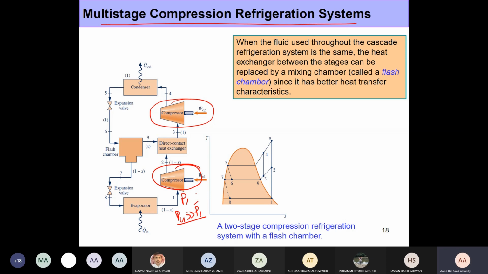So instead of doing it in a single compressor stage, which would require a much larger work input, we do what is called multi-stage compression with intercooling, the same way as what we applied in the Brayton cycle. The main difference in this multi-stage compression refrigeration system is that we're using the same refrigerant throughout. And since we are using the same refrigerant, we replace the heat exchanger that we had in the previous case with a direct contact heat exchanger here.